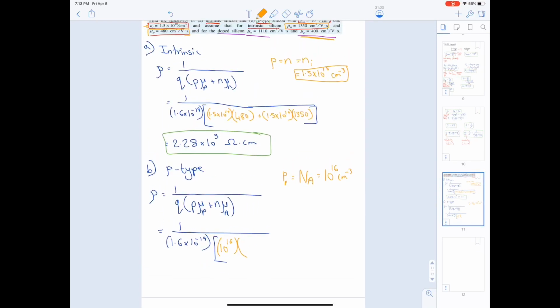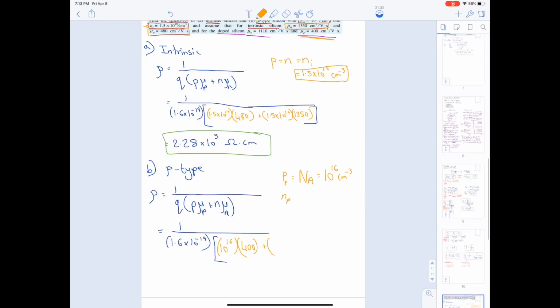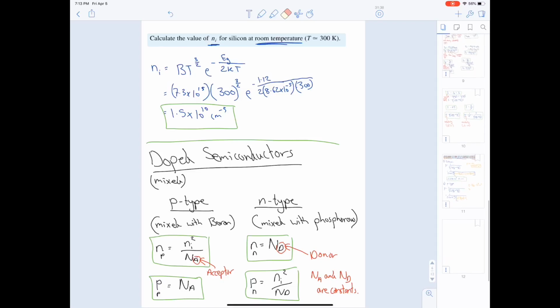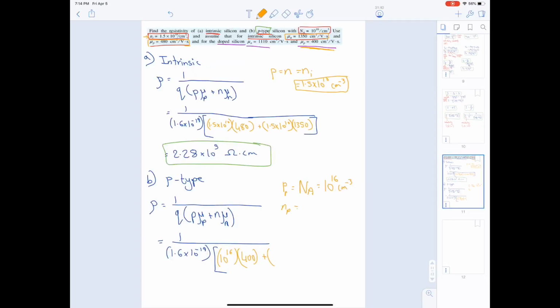So for mu p, it's 400, multiplied by p subscript p. And what's n subscript p? N subscript p is ni squared divided by Na. So it's 1.5 times 10 to the power of 10 squared over 10 to the power of 16, resulting in 2.25 times 10 to the power of 4 per centimeter cube.